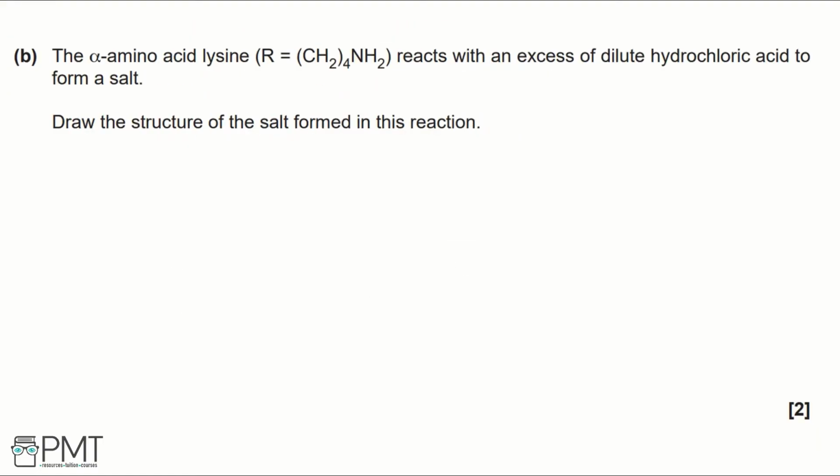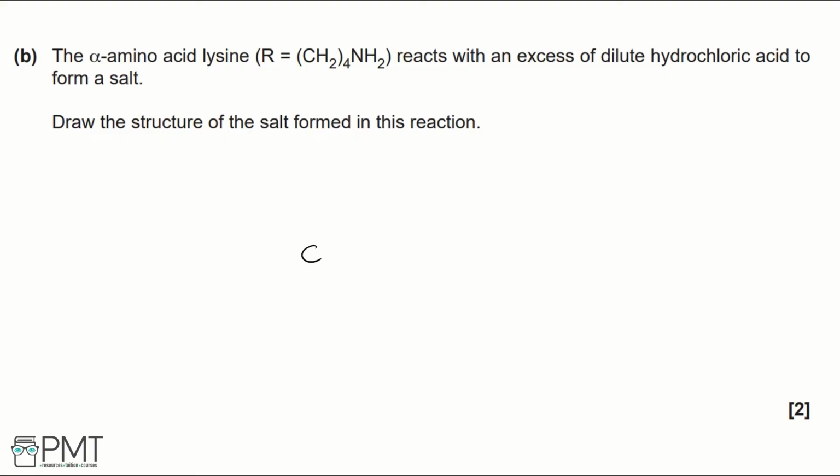Part B. The alpha amino acid lysine, R equals CH2 4 NH2, reacts with an excess of dilute hydrochloric acid to form a salt. Draw the structure of the salt formed in this reaction.